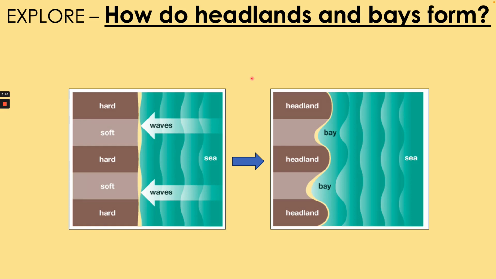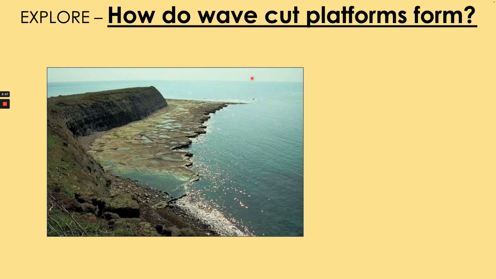But these headlands and bays that are created along these discordant coastlines are only the start of a journey to the formation of other erosional landforms, one of which being wave-cut platforms. Here is a headland. As you can see, part of the cliff has been sheared away by the waves, and the headland has retreated inland, leaving this flat, rocky platform called a wave-cut platform. So how has this happened?